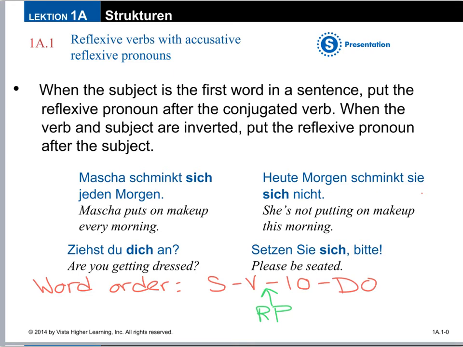If you have a sentence like this example here, with heute Morgen schminkt sie sich nicht, and you had time first, so typically we've got subject, verb, indirect object, direct object. If you put time first, the German rule is that the verb has to be second. So that's the only thing that's going to change. So we'll have time, verb, subject, indirect object, direct object. And that reflexive pronoun, like you see here, is showing up after the subject because it stays put right where we would normally put it. There's your reflexive pronoun just like it is down here.